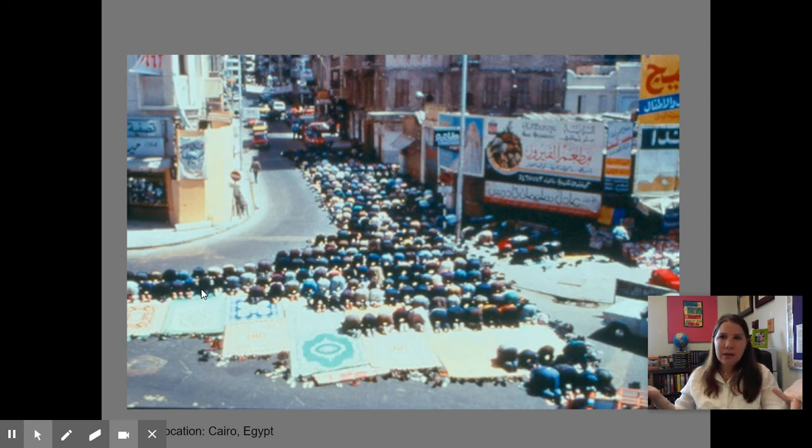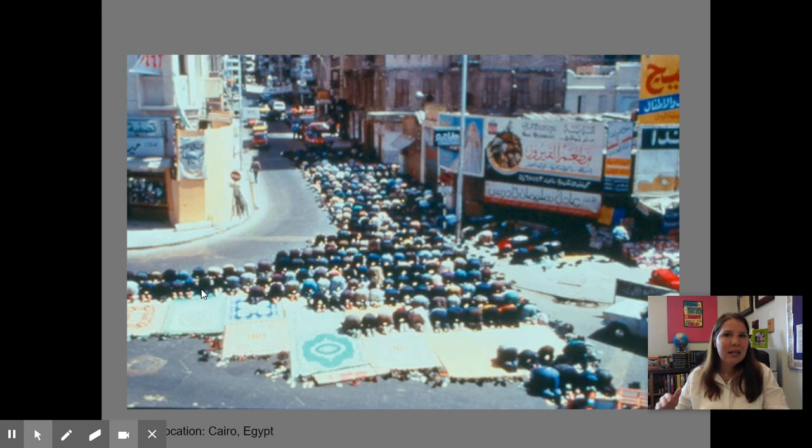So this might just be a normal busy street in Cairo, Egypt, but when noon rolls around and everyone says, okay, guys, it's time to say our prayers, everything kind of stops for a few minutes. These people say their prayers, and then boom, they go back on with their daily lives.